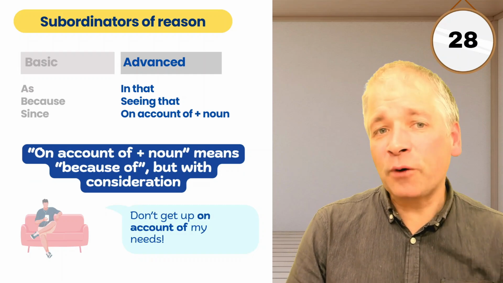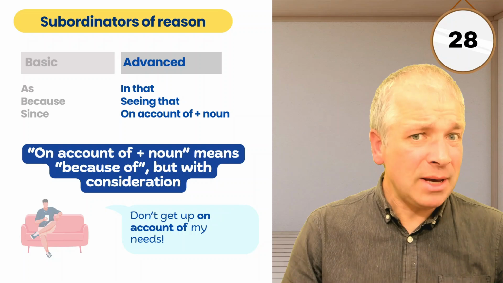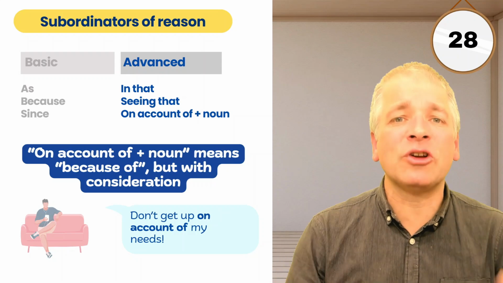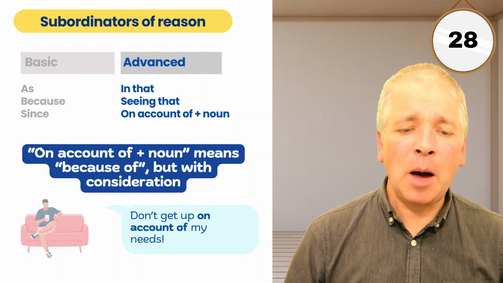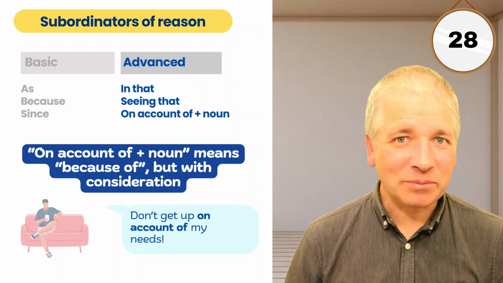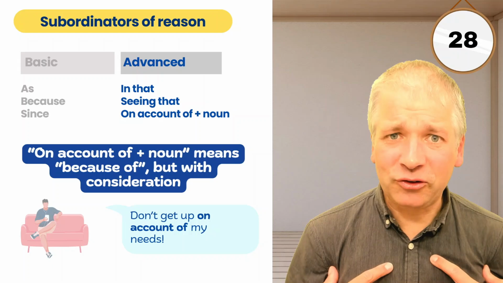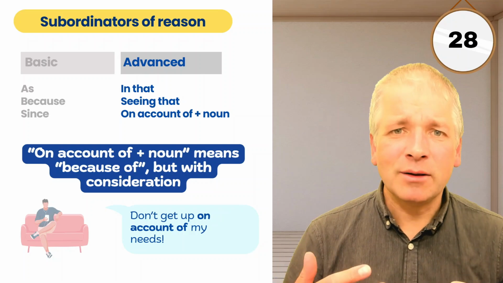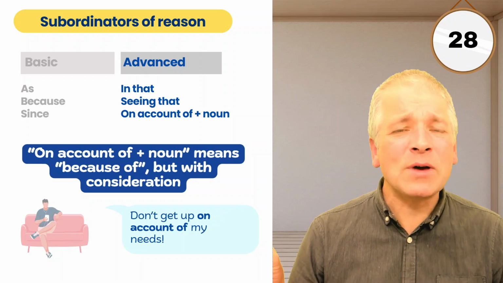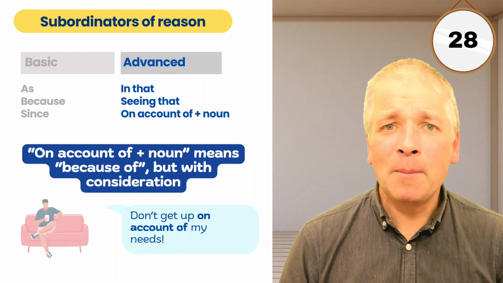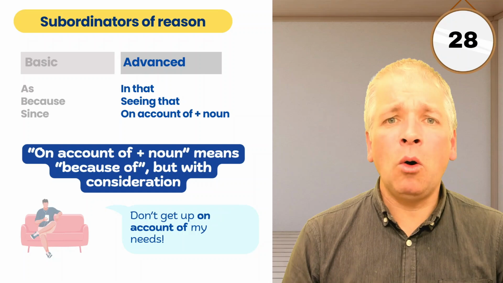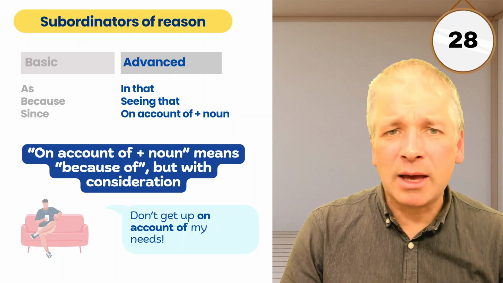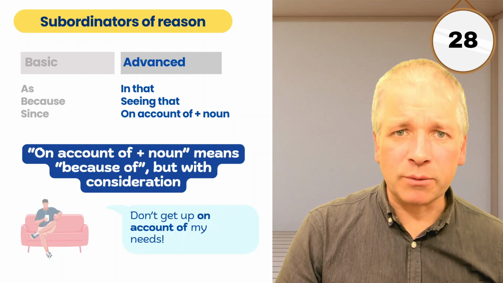On account of is followed by a noun, and it's got a similar meaning to because of, but when you use on account of, there's some extra consideration that you've put into it. Don't get up on account of my needs. So don't think about what I need too much. Don't get up just because you're thinking about what I need. Don't consider it in that way. Often on account of is used in a more formal sense, perhaps when presenting evidence or writing a report. So it's not particularly informal, but it can be used in any sense if it's the right thing to use.